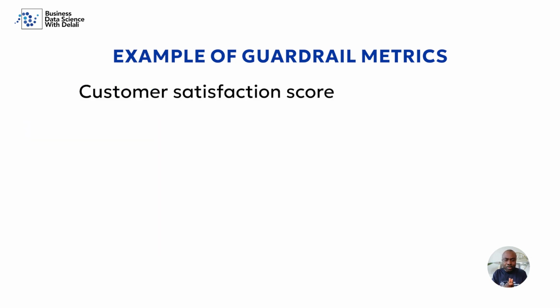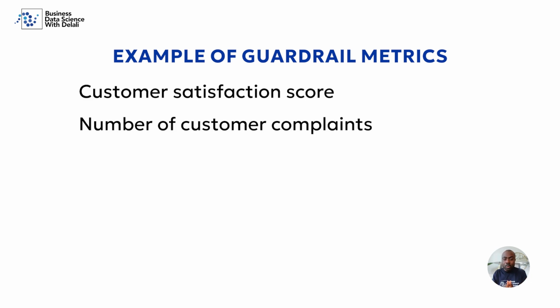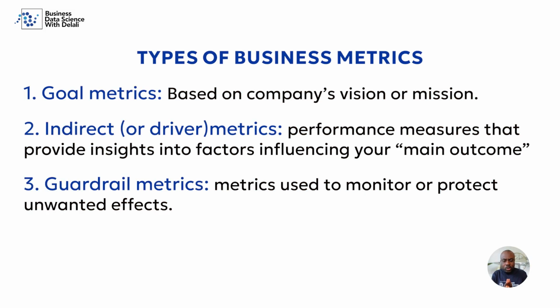A very good example of a guardrail metric is customer satisfaction, or the number of customer complaints. Because you may be building a product, for example in personalization, where you want to hyper personalize. But in the process of hyper personalization, maybe you have a lot of algorithms running in the background making the load times very, very slow. So a guardrail metric would be customer satisfaction or the number of customer complaints happening in the process of buying your product.